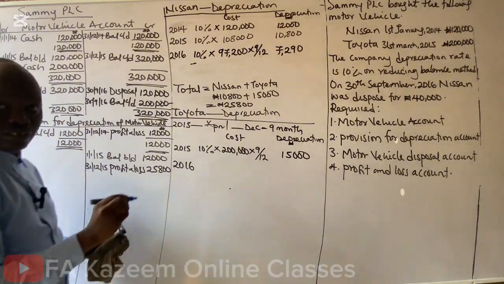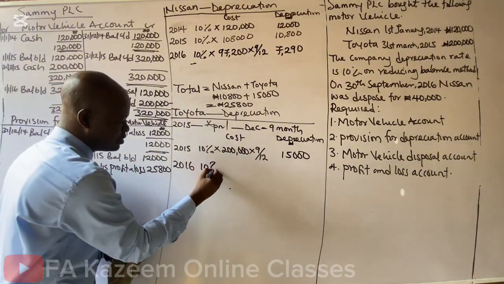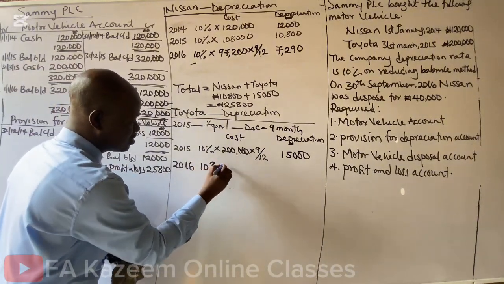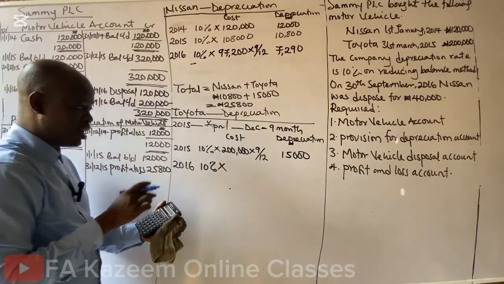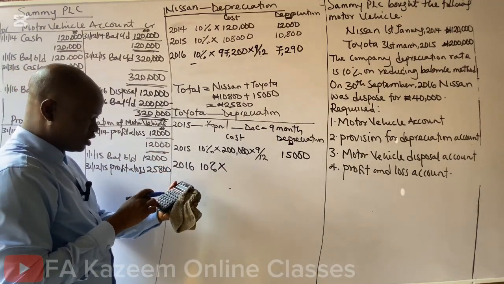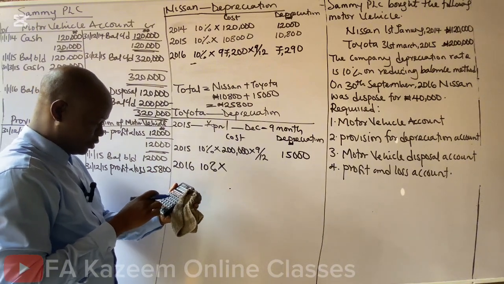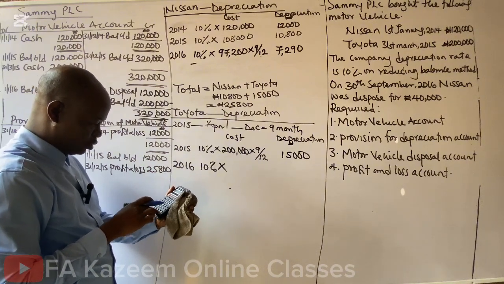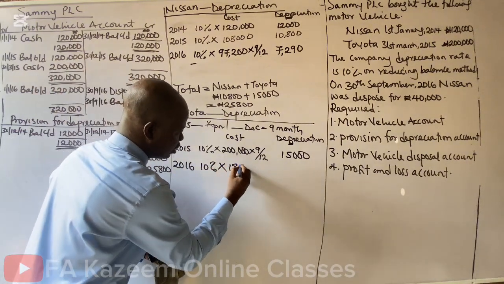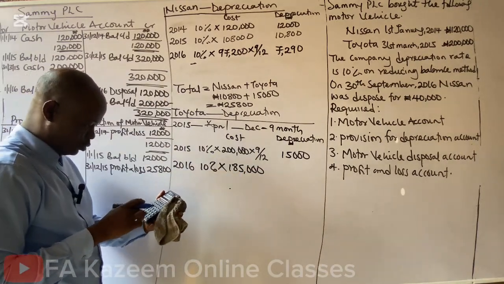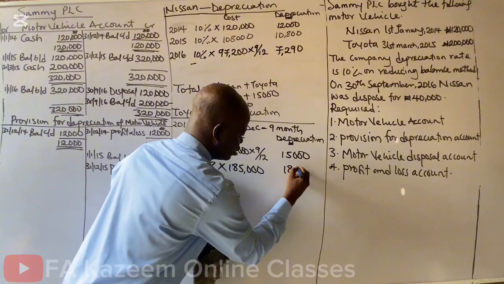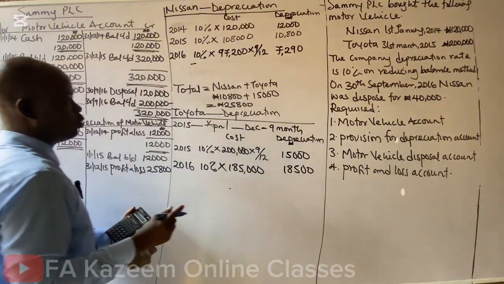Now, for Toyota, Toyota is still existing. Toyota has not been sold. Toyota will have a full 10% in 2016. In 2016, Toyota was used from January to December. Using reducing balance, we'll say 200,000 minus 15,000. We have 185,000 times 10%. We have 18,500.